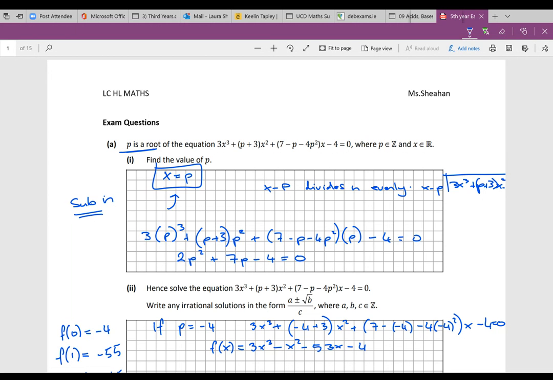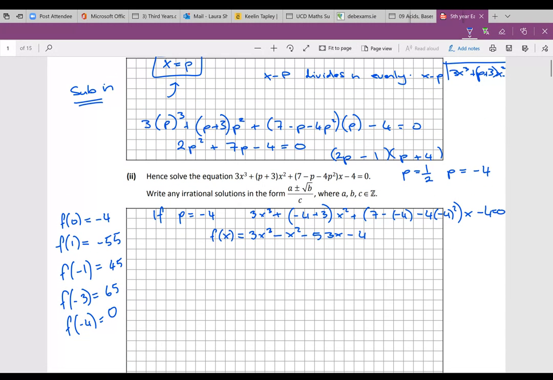In solving that, you should get 2p minus 1 and p plus 4, which means your values for p are p is equal to a half and p is equal to minus 4.